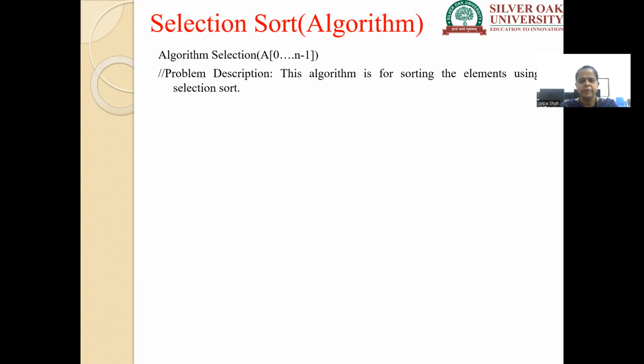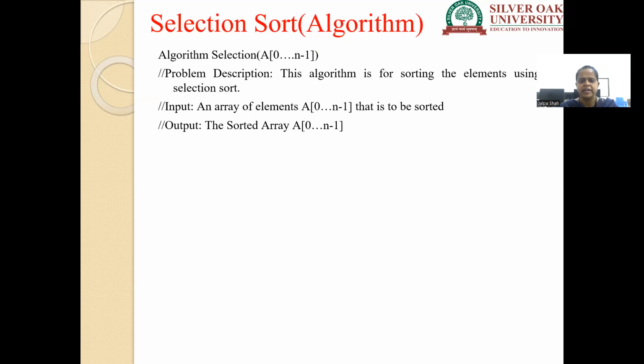working. Now the same process we need to understand with the help of an algorithm. So starting with the name of the algorithm, that is algorithm selection sort, the array elements, then the problem description, that is, this algorithm is for sorting the elements using selection sort. What is the input? That is an array of elements, a of 0 to n minus 1, that is to be sorted. Output, that is the sorted array a of 0 to n minus 1, that we will get as output.